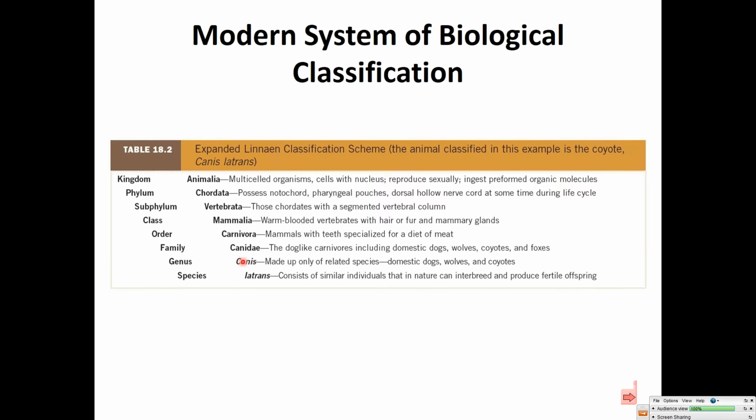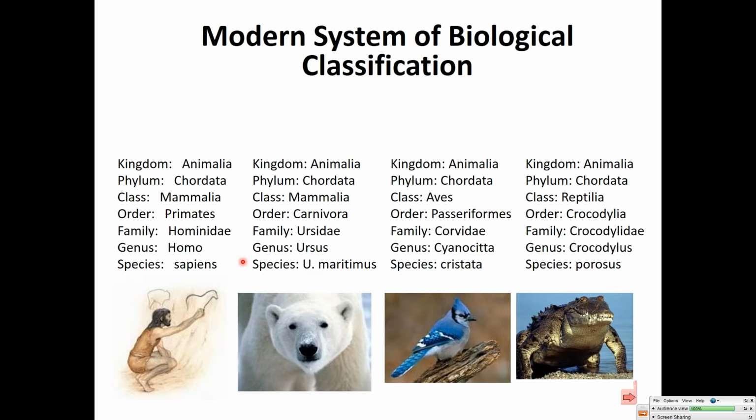And here we can compare four different species and see their evolutionary heritage, right? All four of these, the Homo sapien, the human, the polar bear, the blue jay, and the crocodile, they're all animals, right? So they all descend from some ancestral animal. They're all chordates. So they all descend from some ancestral chordate. But here's where they split, okay? So the class is different among these four. So the class of humans and the polar bear is the same, mammals.